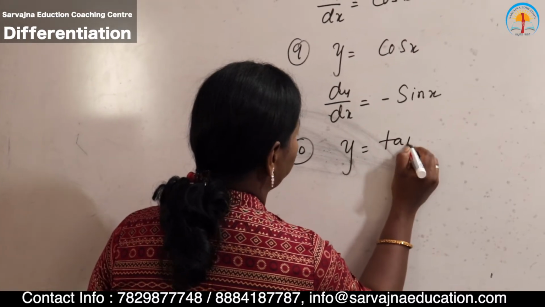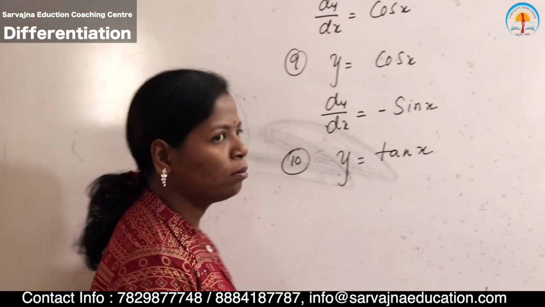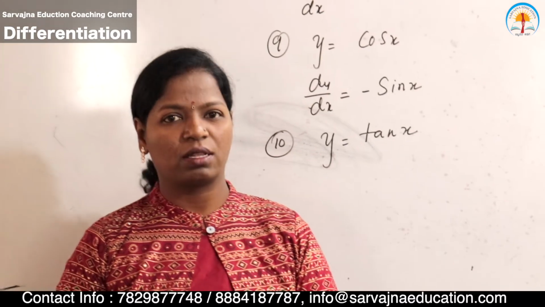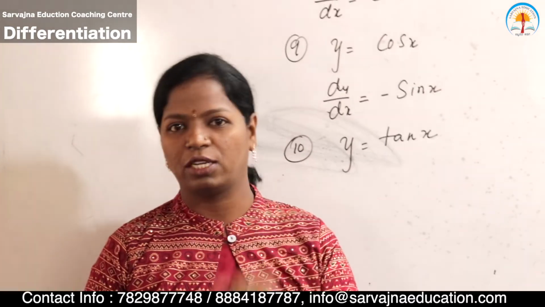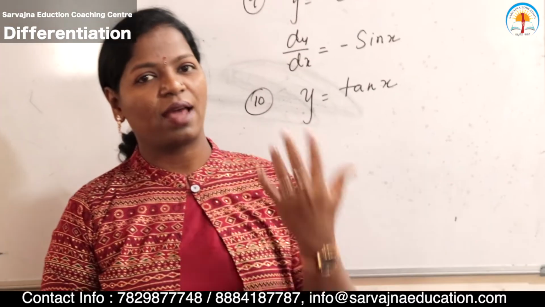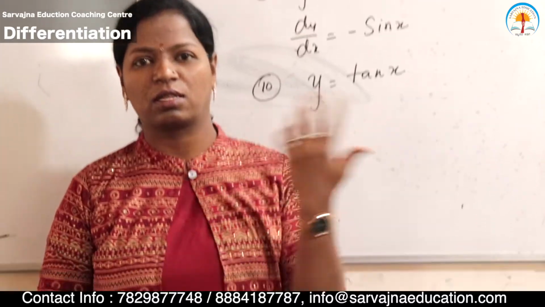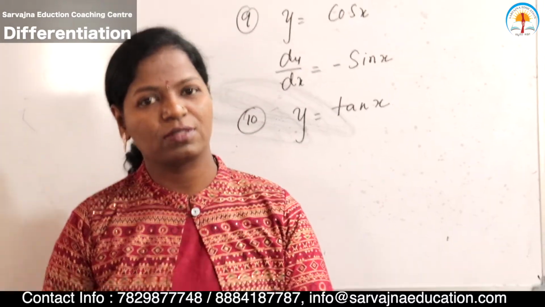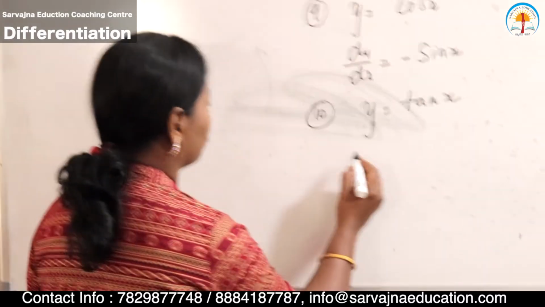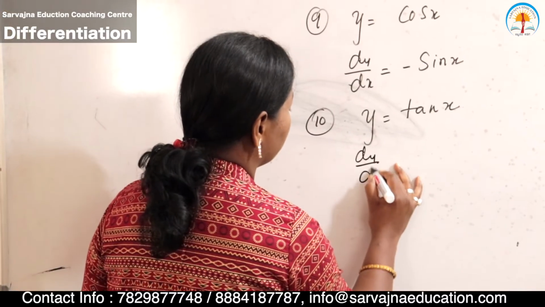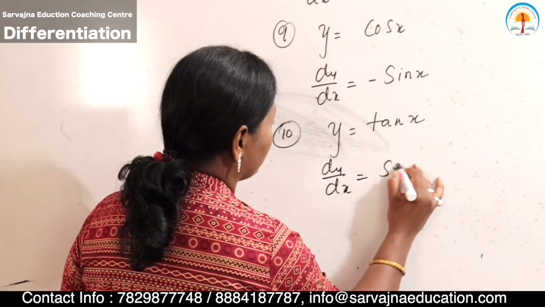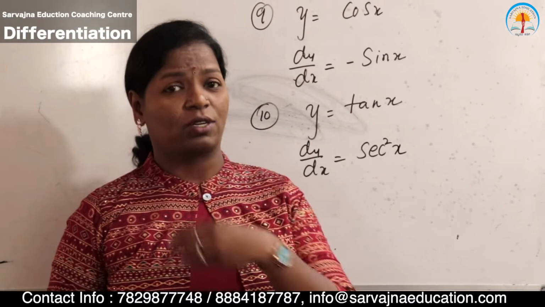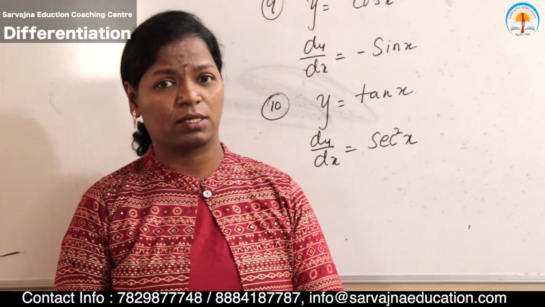Next, we'll go to the 10th one. y is equal to tan x. Just like the sin cos relation, tan and secant are also related. Tan x has secant, and secant has tan. So both are related. So tan x differentiation is dy by dx is equal to secant square x. Okay, so tan x differentiation is secant square x.